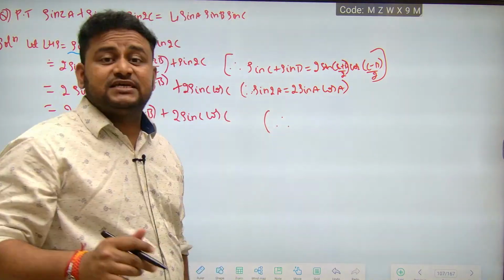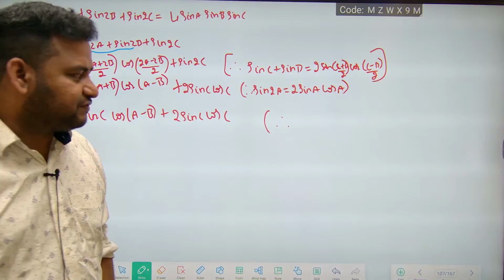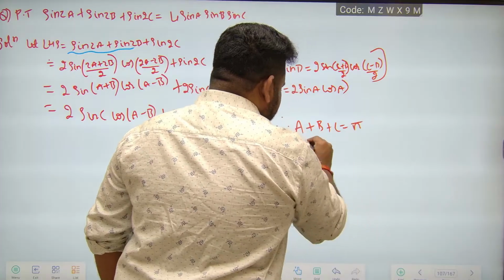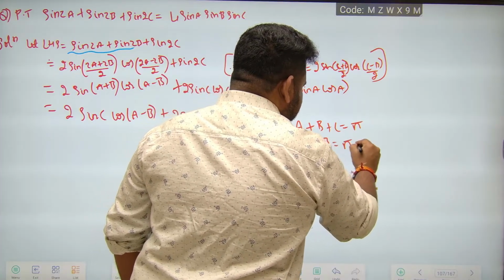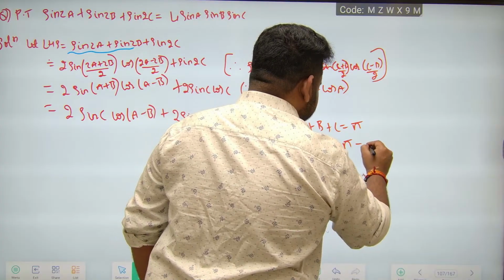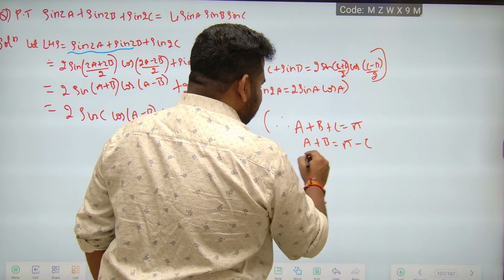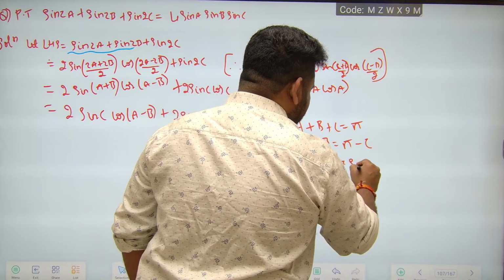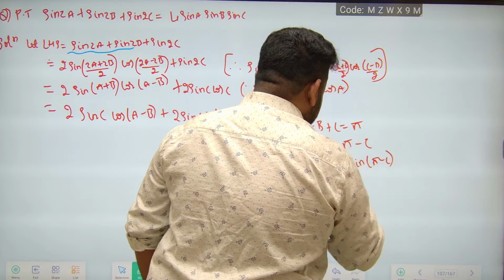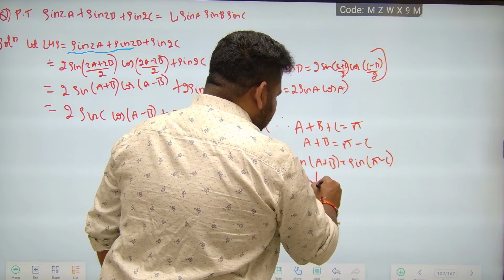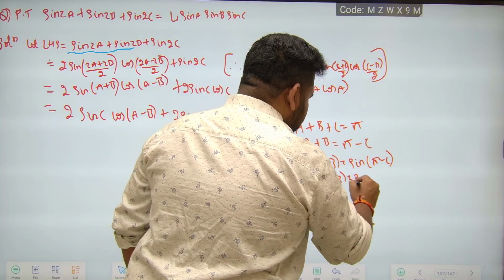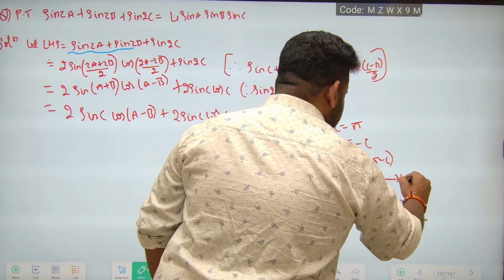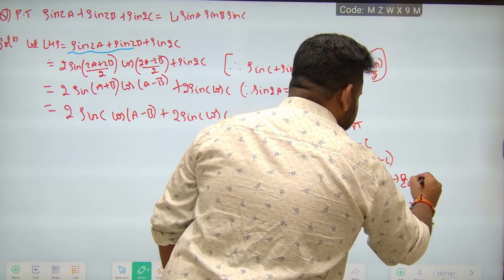Since A, B, C are angles of a triangle, that means A plus B plus C is equal to pi. So A plus B will be equal to pi minus C. If I apply sin on both sides, sin of A plus B will be equal to sin of pi minus C. Sin of 180 minus theta is sin theta, so that will be equal to sin C. Let us write this as equation 1.